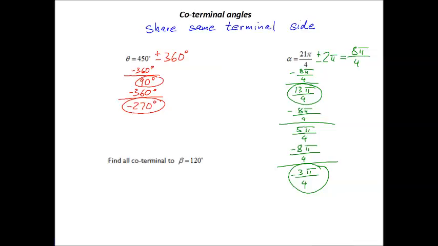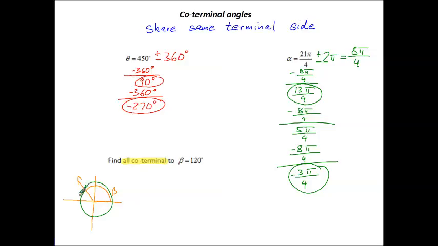So how can we find all coterminal angles to beta, and beta has a measurement of 120 degrees? Let's draw our angle here to have a better view of what's going on. Our angle beta of 120 degrees is going to start at our initial side, going 90 degrees up through the first quarter, and then 30 more, which makes it land about here. That's our angle beta.